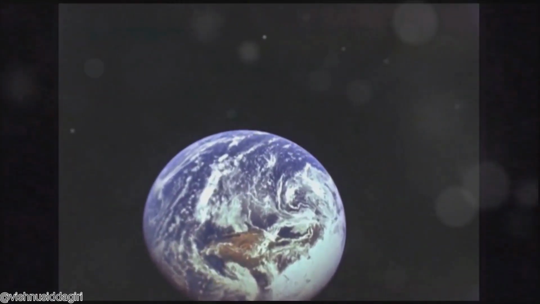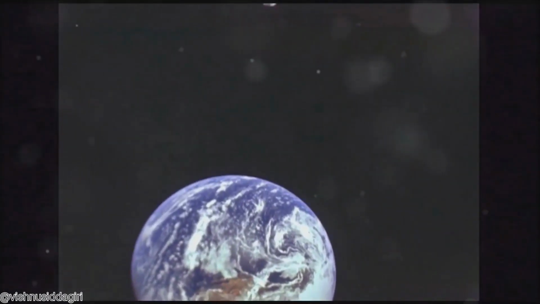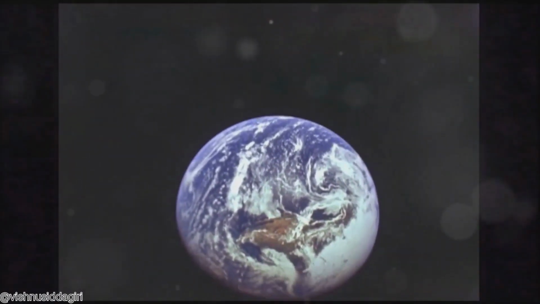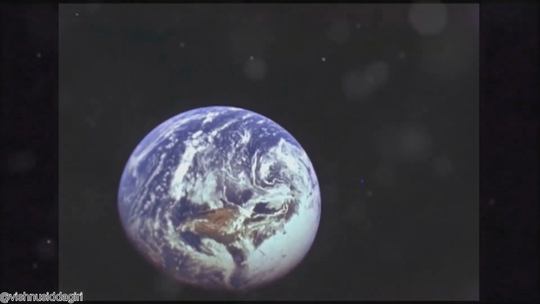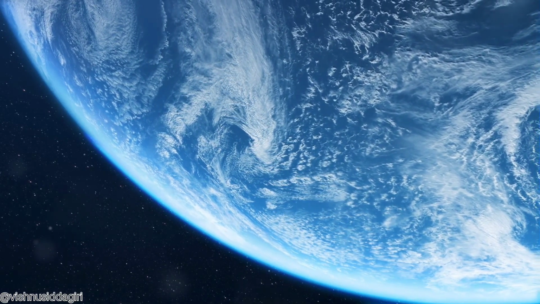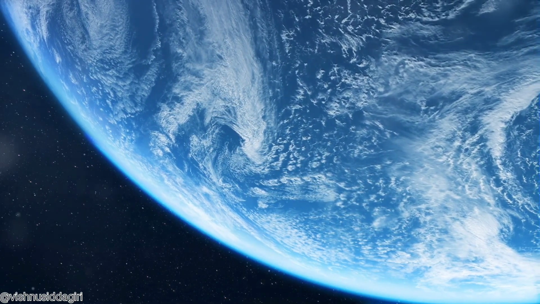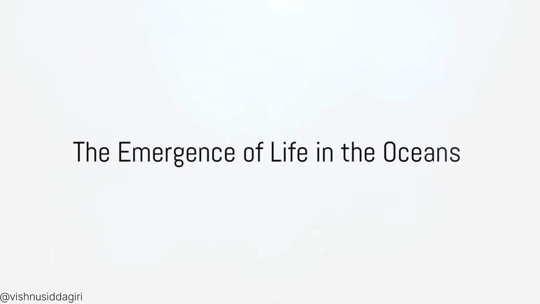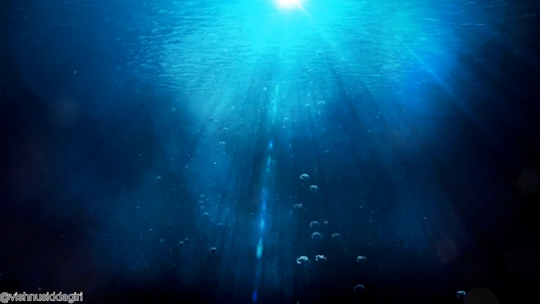Well, about 500 million years after the Earth's formation, the planet began to outgas water vapor, which eventually condensed to form the oceans. This means the oceans are nearly as old as the Earth itself, with an estimated age of around 4,000 million years. But it was not until around 3,800 million years ago that life began to evolve.